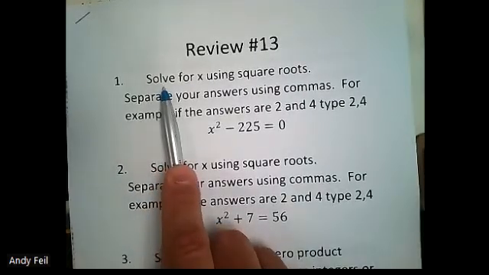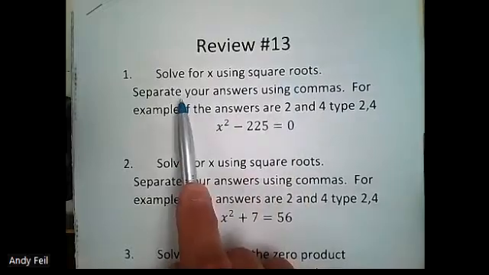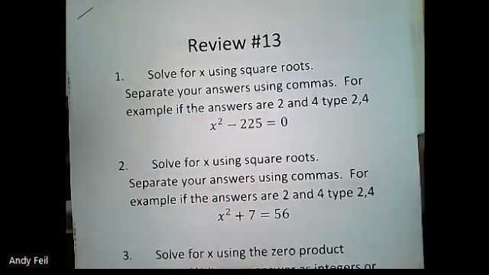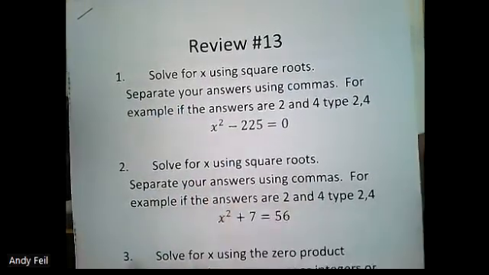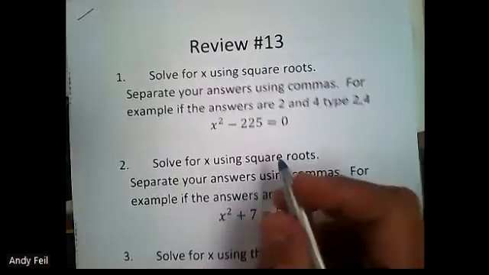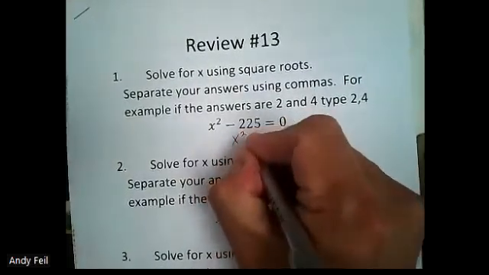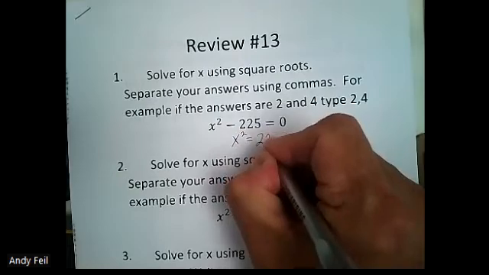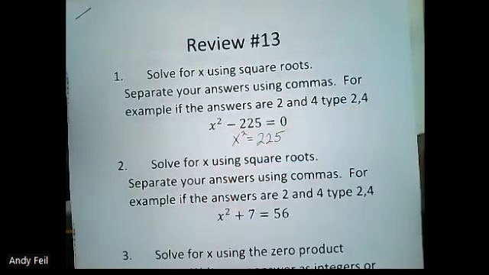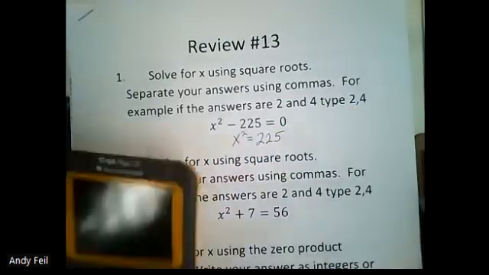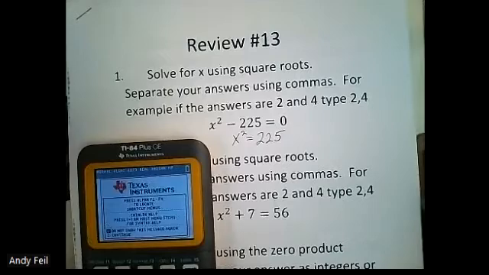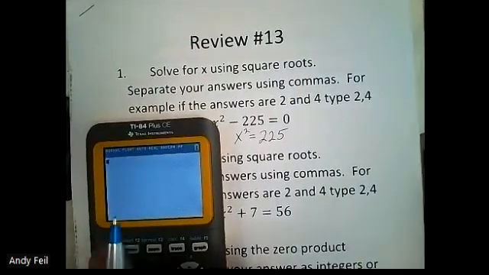Number one, solve for x using square roots. So I'm even telling you how to do it. What does that mean? How do I do that? What do I get rid of? 225, right. Add 225 to both sides. 0 plus 225 is 225. Now, square roots, what does that mean? That means on your calculator, type in the square root of 225.